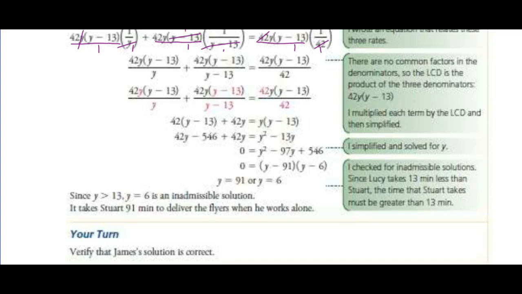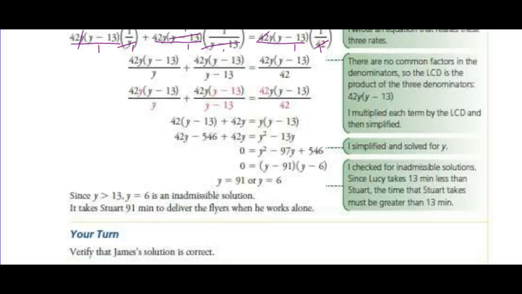We get down to this. You have 42 times y minus 13 times 1. You've got 42y times 1. And you've got y times y minus 13 times 1. Now, this gives a quadratic. It factors. It's kind of a weird factorization with 91 and 6 as the factors. You could also use the quadratic formula, which you learned last year and will be on your formula sheet. So they solve, and they say y equals 91 or y equals 6.